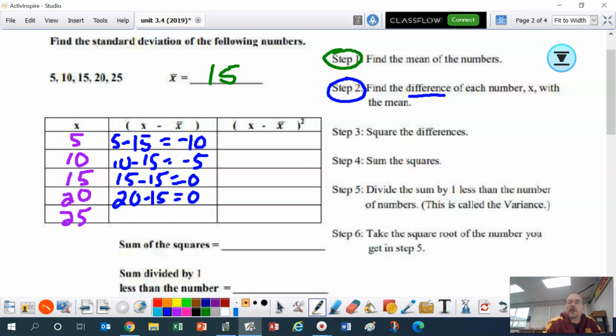Whoops. 20 minus 15 is not 0. Let me fix that. That's 5. Sorry about that. And 25 minus 15 is 10. All right, so step number 2 is done.